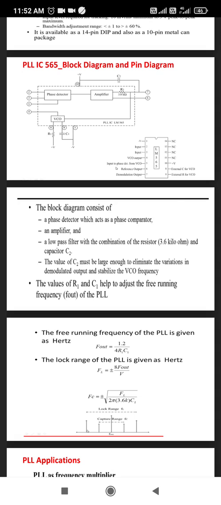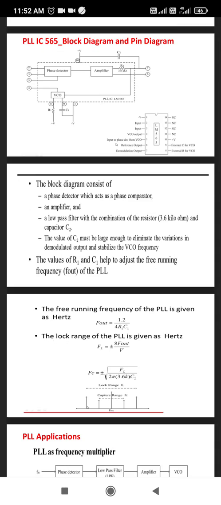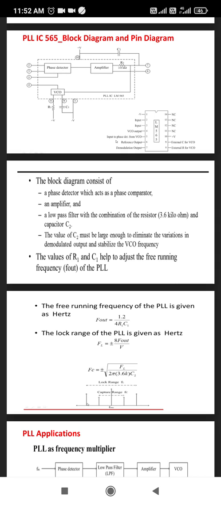Next, the values of R1 and C1 will help to adjust the free running frequency, that is F out. What is F out? Free running frequency of PLL. So the free running frequency F out is related to the VCO. So the VCO frequency will be controlled by two external components. One is R1 and another is C1. Okay, that you can remember. So F out is nothing but the operating frequency of PLL. So it should be a maximum of 500 kilohertz.